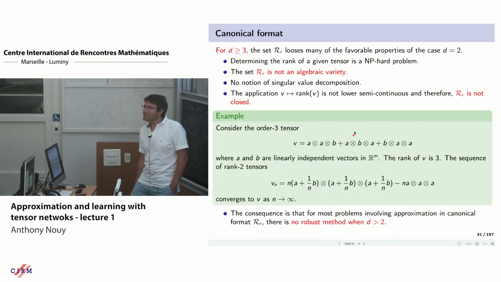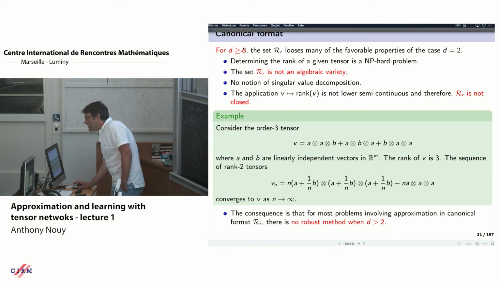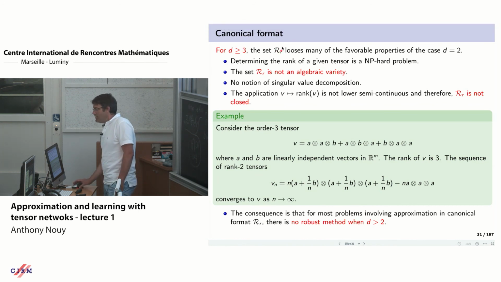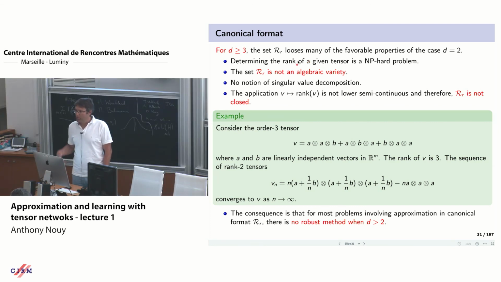Okay, so now, what are the properties of this set? For d greater than 3, the set of tensors with canonical rank bounded by R loses many of the favorable properties that I have mentioned for the matrix case, or the d equals 2 case. So first, before, I told you, you can compute an SVD, look at the non-zero singular values, and you will obtain the rank. Now, we know that determining the canonical rank of a tensor of order d greater than 3 is an NP-hard problem. There is no efficient algorithm for computing the rank of a tensor.